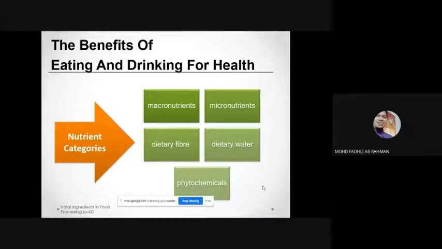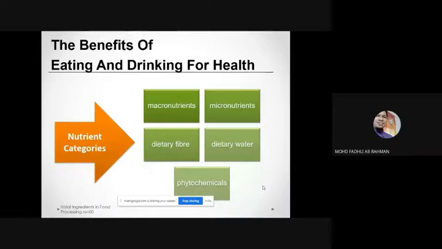So these are the five nutrient categories. Bila kita ambil makanan, inilah nutrien-nutrien yang kita akan perolehi daripada makanan yang kita ambil.